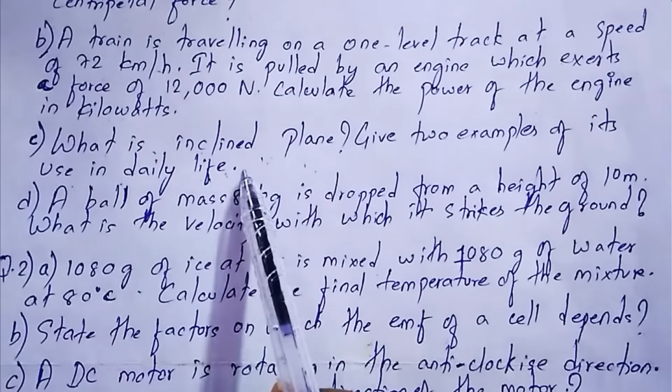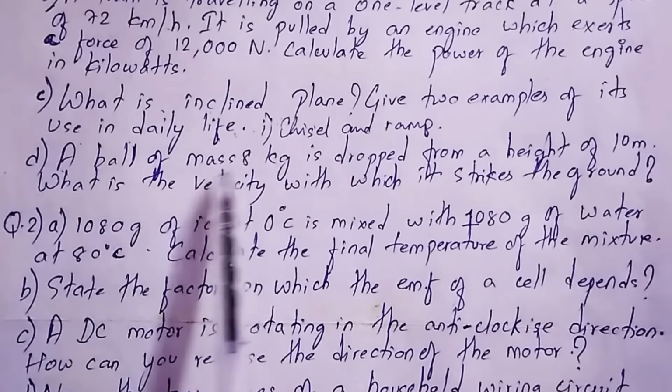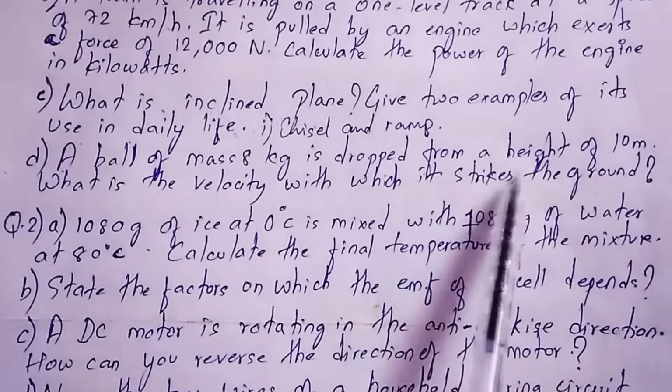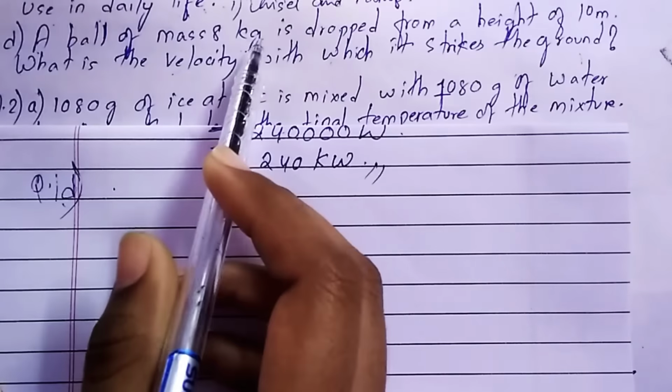Next question, number 1D. This is again a numerical question. A ball of mass 8 kg is dropped from a height of 10 meter. What is the velocity with which it strikes the ground? Again there is no space, so I need to solve it in a sheet. Question 1D. So here a ball of mass 8 kg.